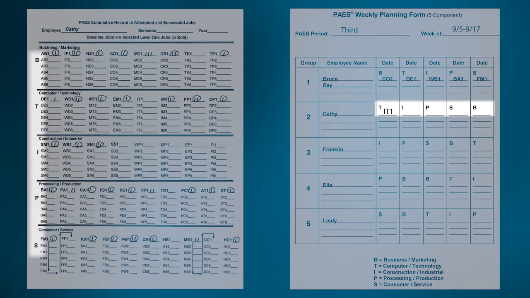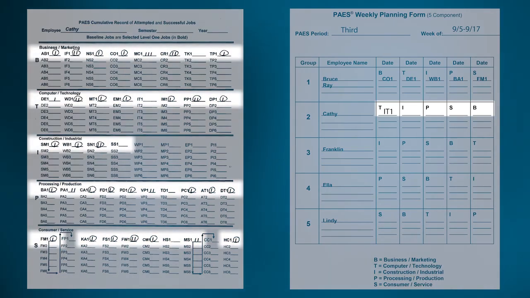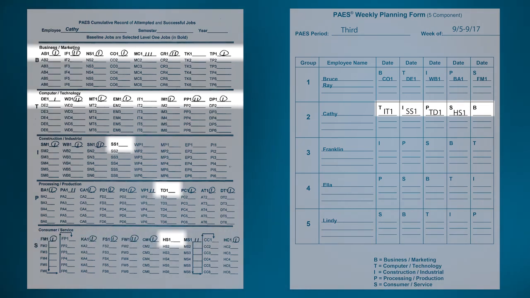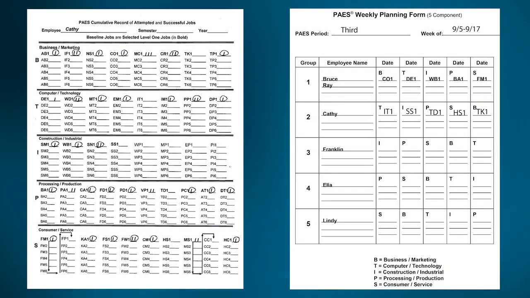Using the BTIPS system and the baseline assessment, we can see that she should attempt SS1 in the construction industrial component, TD1 in the processing production component, HS1 in the consumer service component, and finally, TK1 in the business marketing component. Or, if you think she might still complete jobs VP1 or PA1 in the processing production component on a third trial, assign one of those jobs.